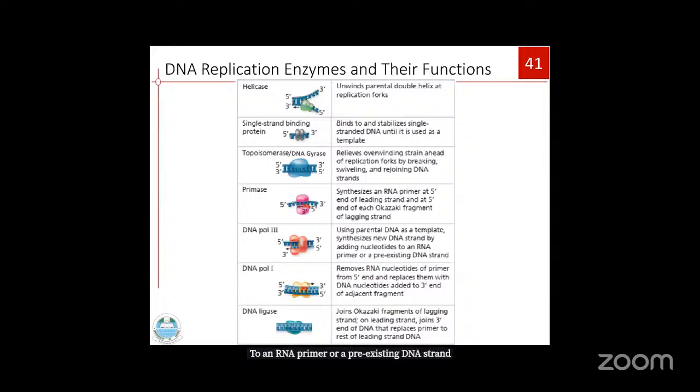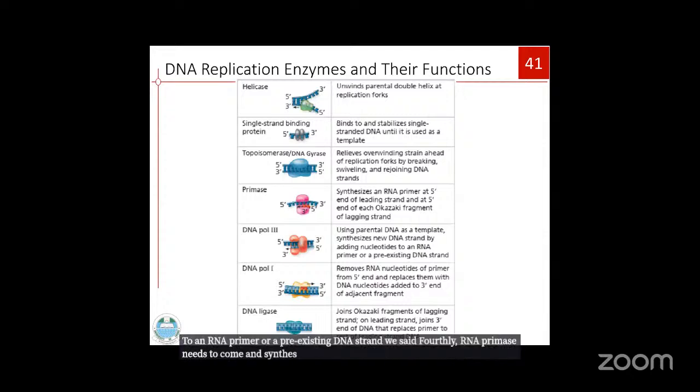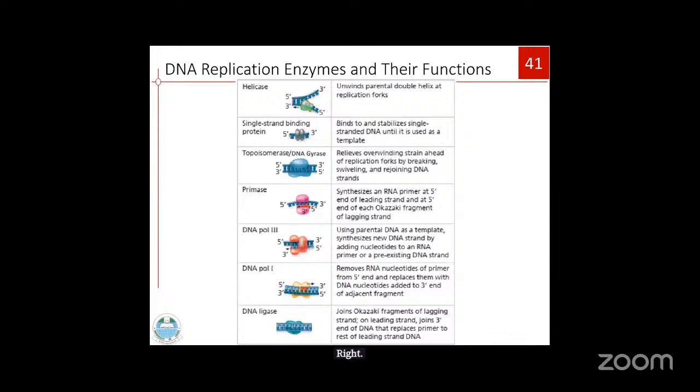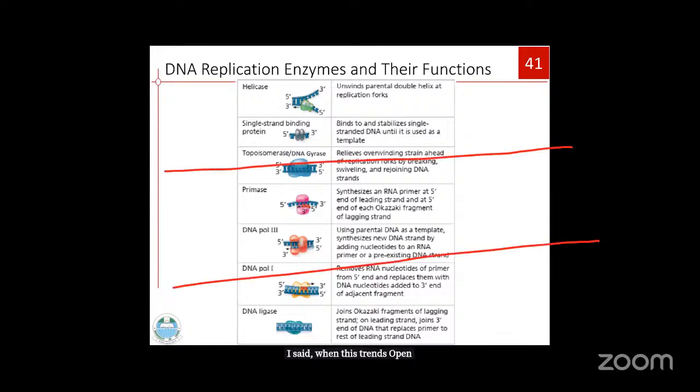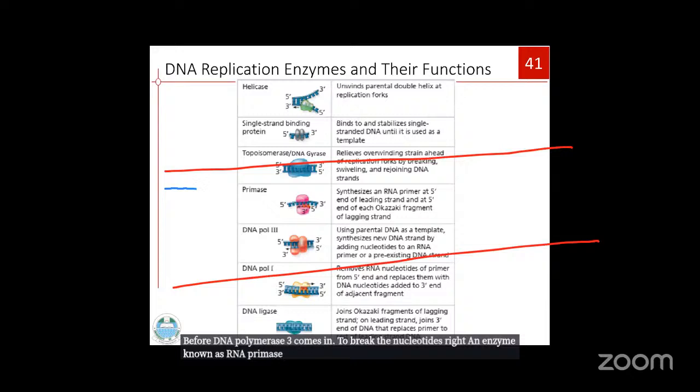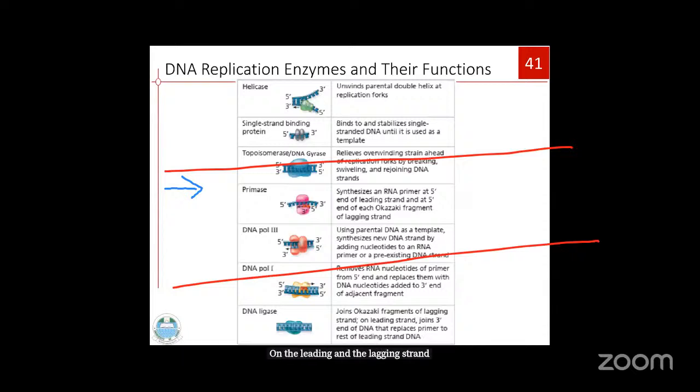We said, fourthly, RNA primase needs to come and synthesize RNA primers, right? When the two strands open up, before DNA polymerase 3 comes in to bring the nucleotides, an enzyme known as RNA primase synthesizes short primers on the leading and the lagging strand. Leading and lagging strand will be explained later, right? So we synthesize a short RNA primer before DNA polymerization actually takes place.